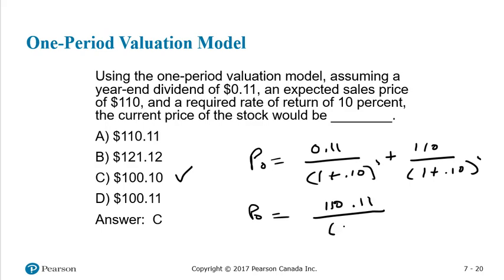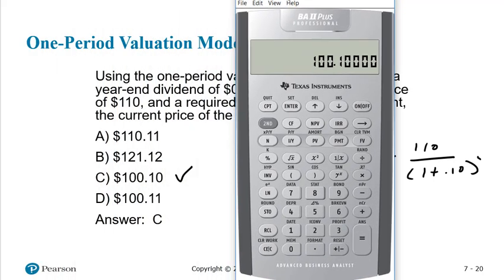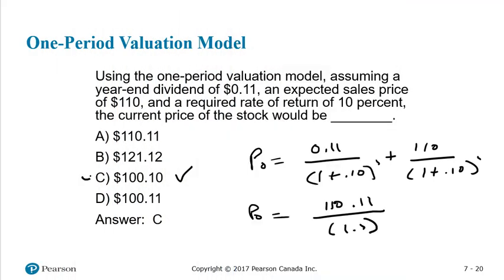$110.11 divided by 1.1. Okay, so if I just bring up the calculator, we've got 110.11. That's $110, and the 11-cent dividend that's coming at the end of period 1, divided by 1.1, just a present value calculation. And again, we've got $100.10, so the correct answer is C.